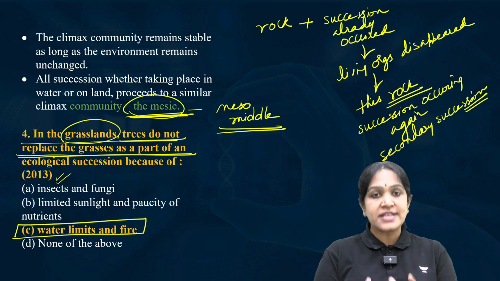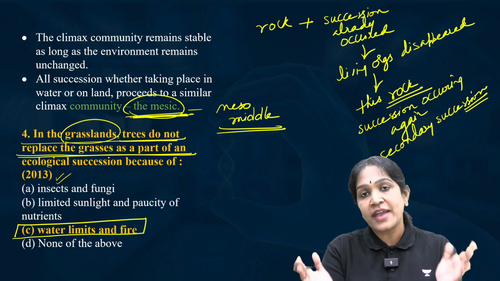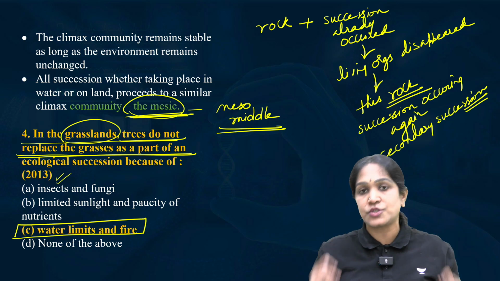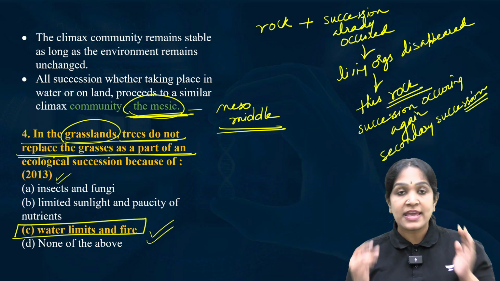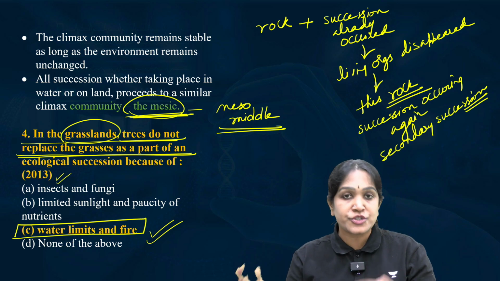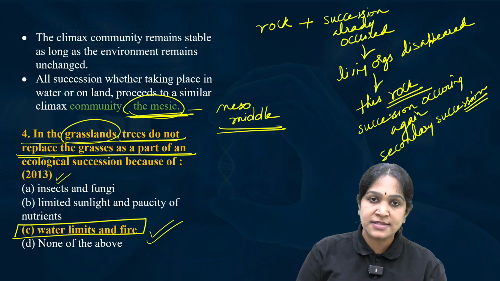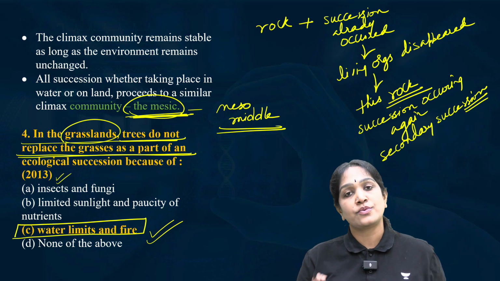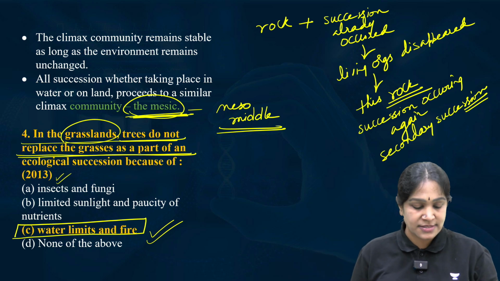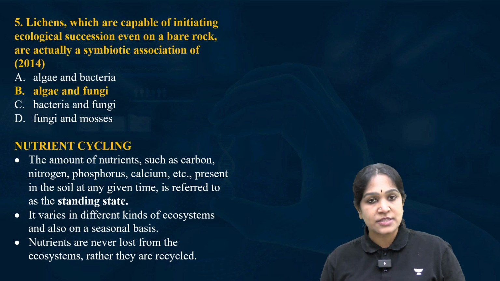That is, if the trees are growing, the forest fires are burning them. And also you don't have enough water for the huge trees to grow. This is the reason why in the grassland, the grass is not replaced by the trees as the final stage of the succession. The final stage of the succession is also the grass only. It's not replaced by the trees. That is one question. Let us see one more previous question.